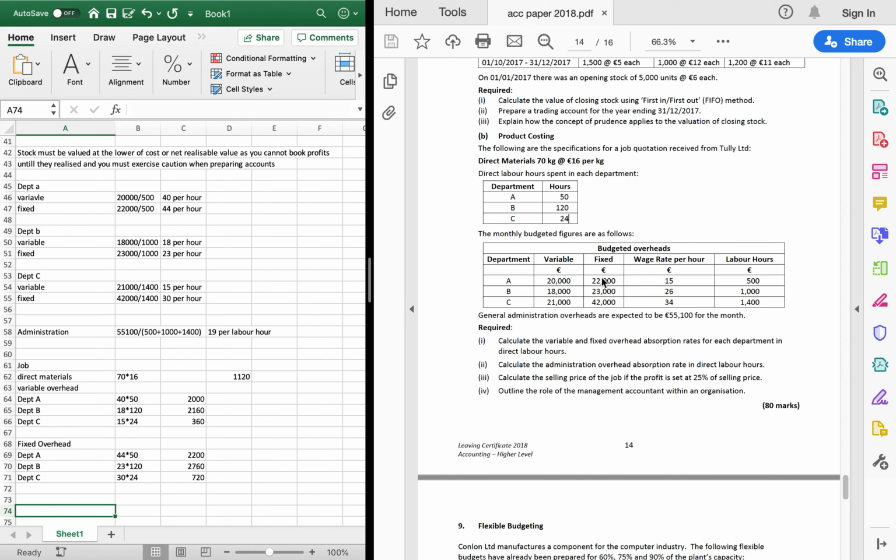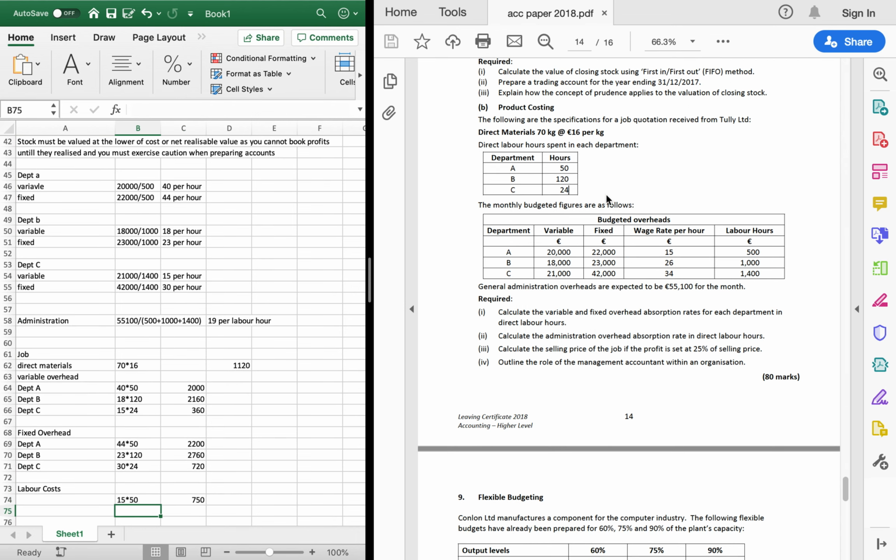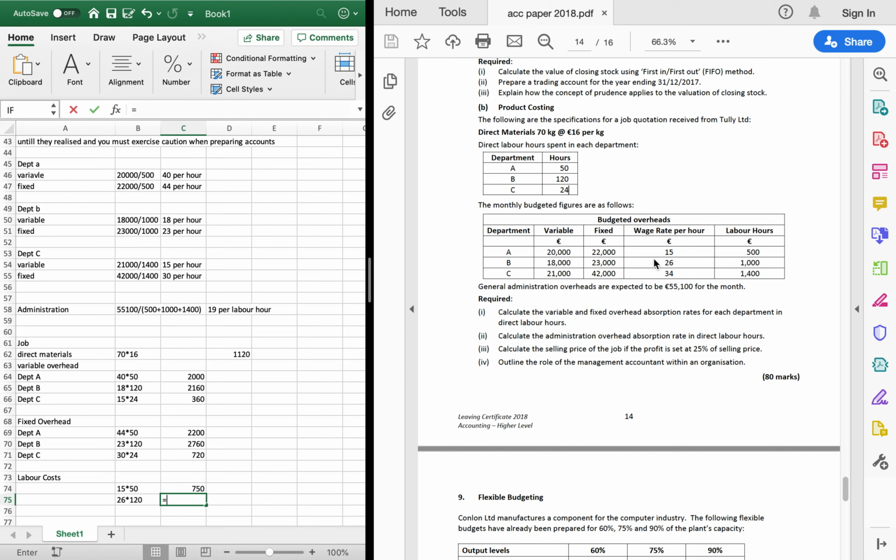The next thing is you have your wage rate. So you obviously have wages, your labor costs, same number of hours, except different rates. So 15 by 50. That's for department A. For department B, it's 26 by 120. And for department C, it's 34 by 24.